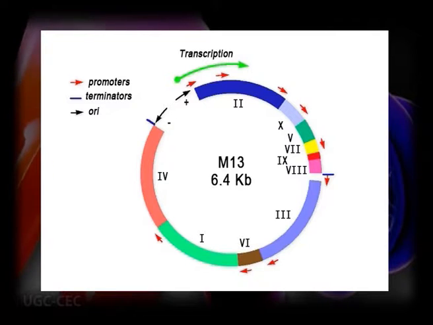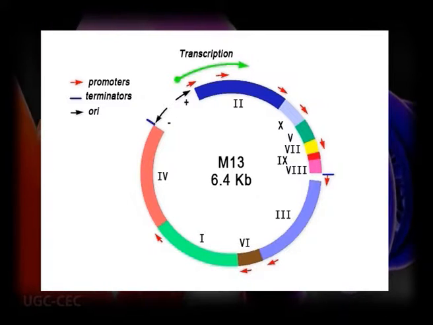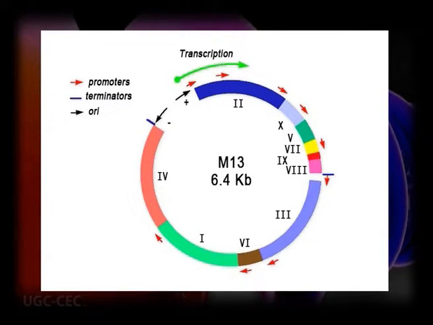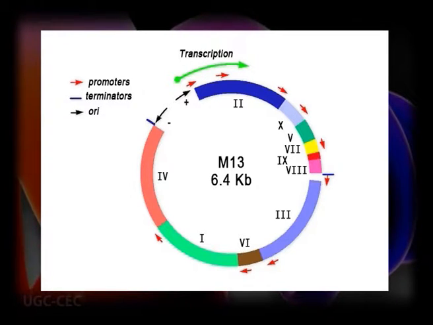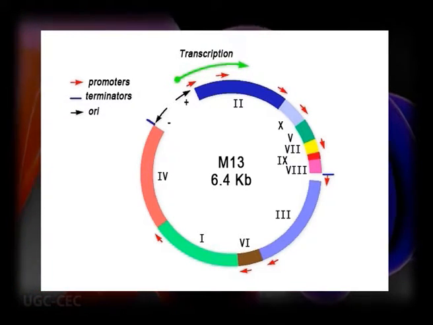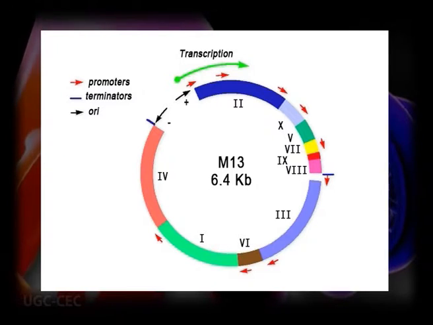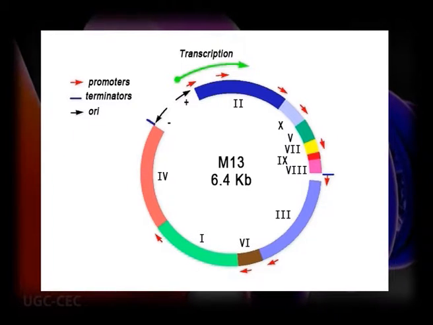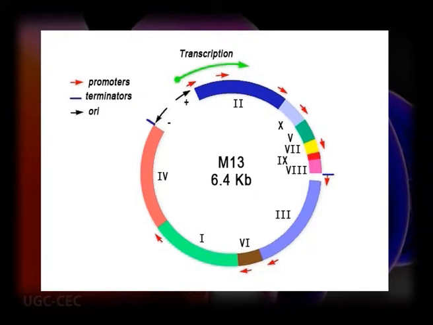The first step in the construction of M13 cloning vector was to introduce the lacZ gene within a 507 nucleotide intergenic region, giving rise to the M13 vector called M13MP1, which forms blue plaques on X-gal. That is, recombinants will be white plaques against blue plaques in non-recombinants.